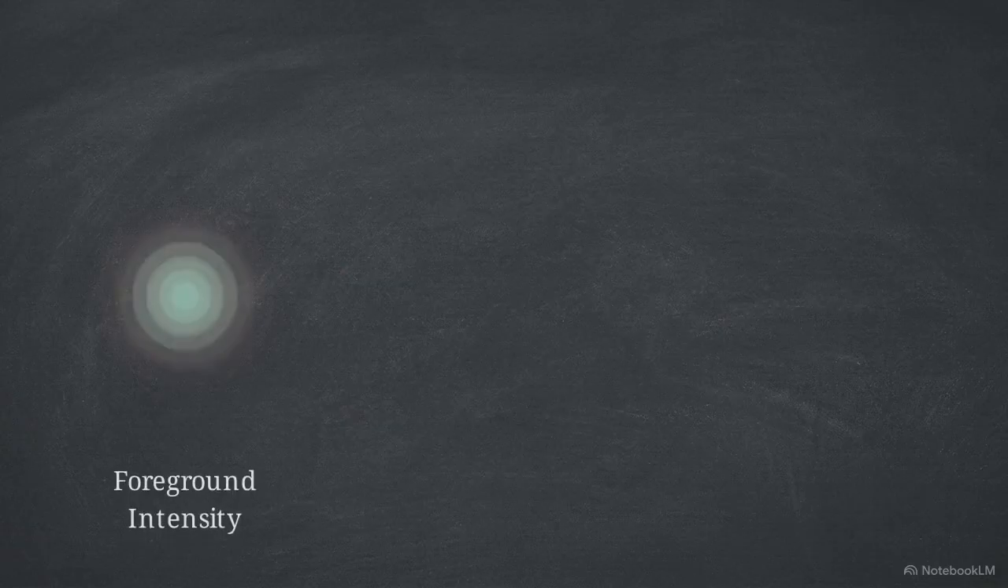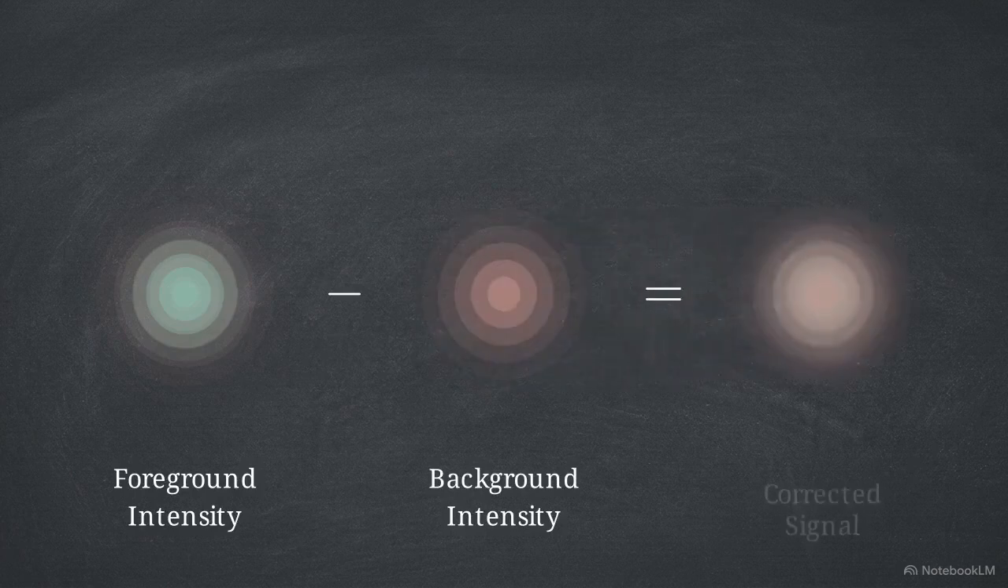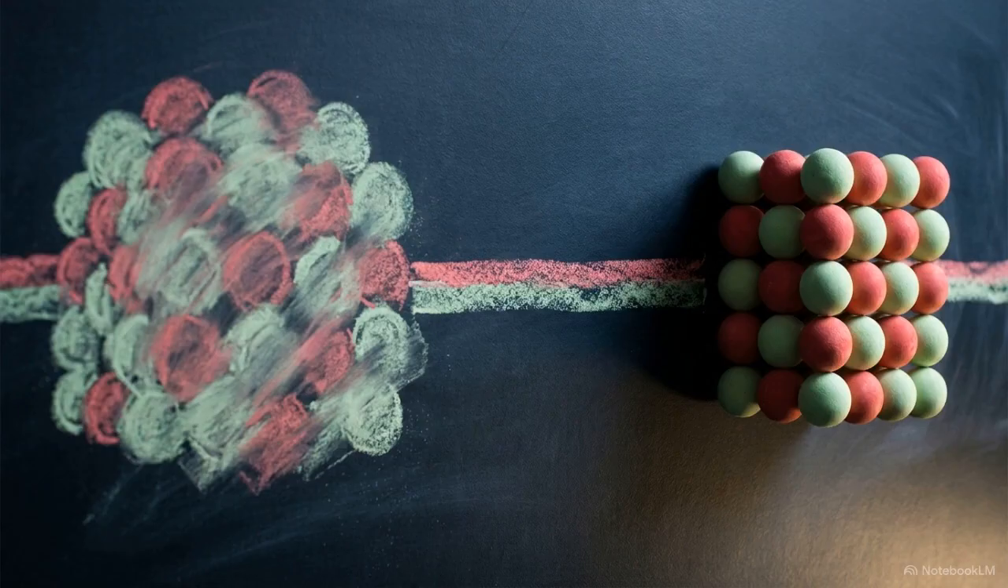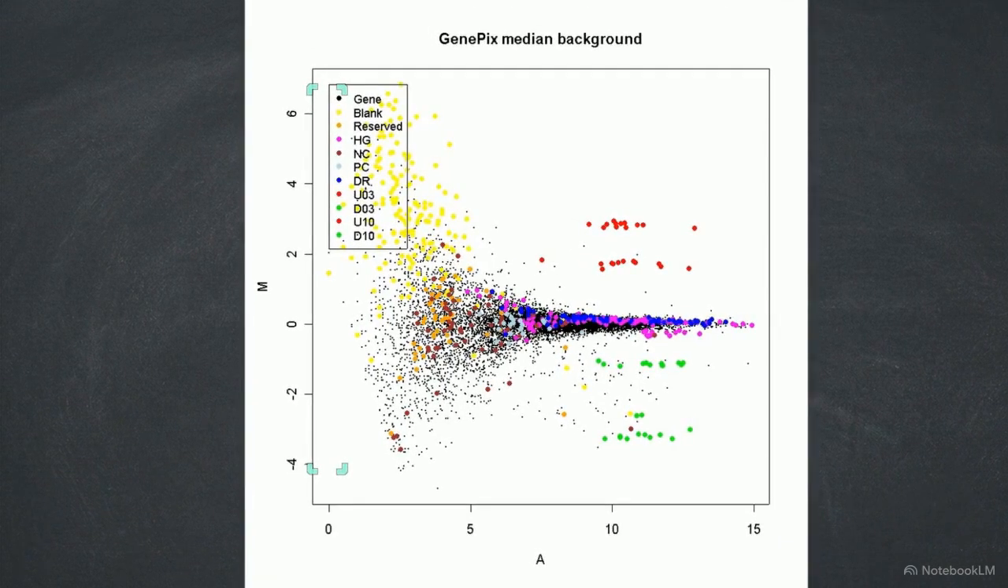Many pre-processing workflows assume that subtracting local background noise directly from the foreground signal improves the data. The intent is to strip away technical interference to reveal the biological signal beneath. However, this plot shows the result of simple subtraction. Note the massive wedge shape and severe fanning of data points at the low end of the intensity axis. Over 1,000 data points are missing from this distribution because simple subtraction resulted in negative intensities.